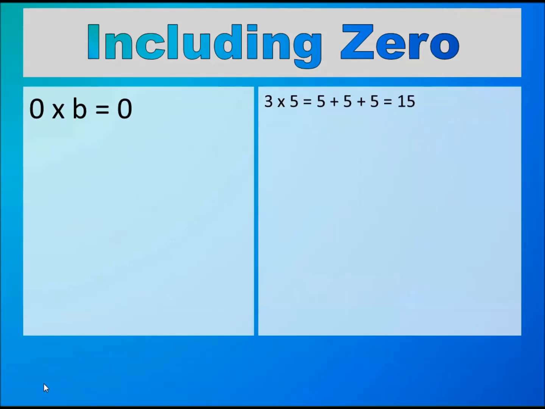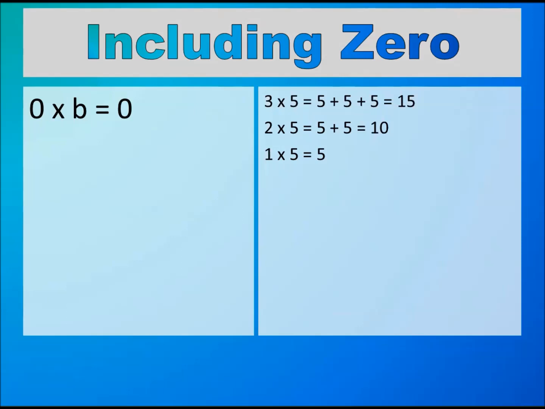Well, we know that 3 times 5 is equal to 5 plus 5 plus 5. We have 3 5s. We are using repeating addition, and that is equal to 15. 2 times 5 is equal to 5 plus 5. We have 2 5s, and that is equal to 10. 1 times 5, we have 1 5, and that is equal to 5.